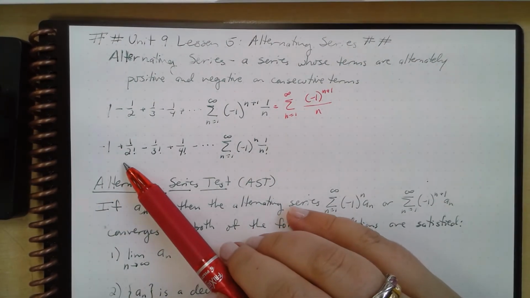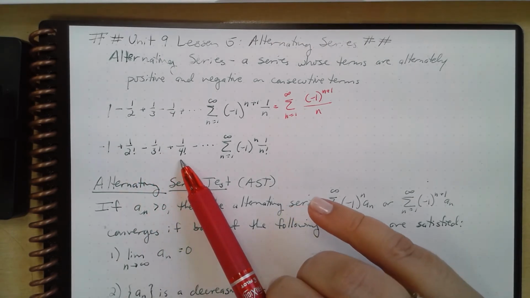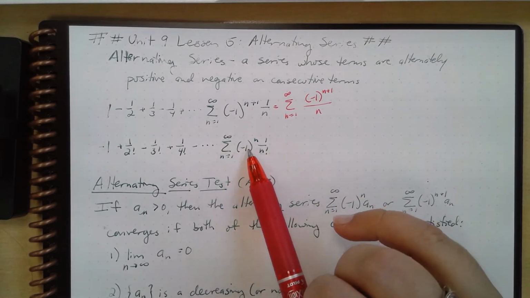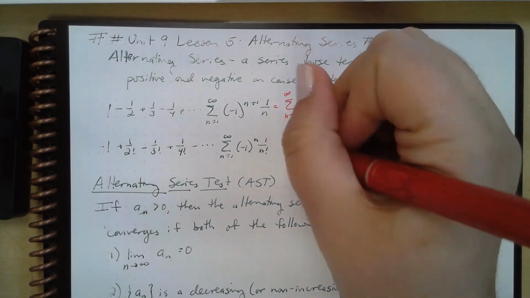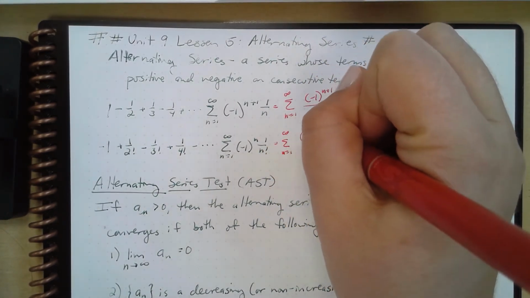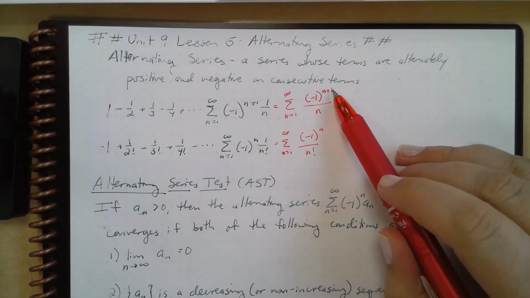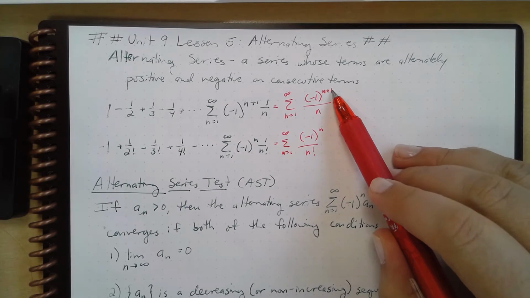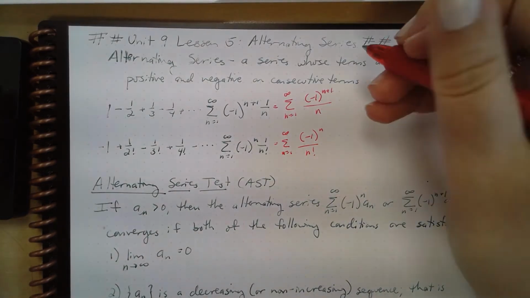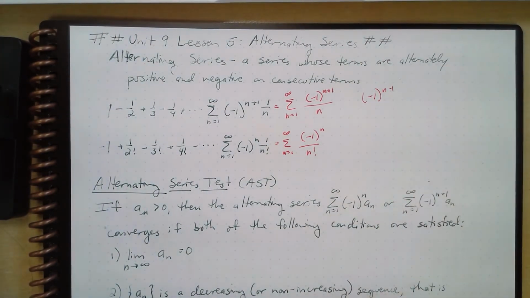Here we've got negative 1 plus 1 over 2 factorial minus 1 over 3 factorial plus 1 over 4 factorial. Well, that's the same as n equals 1 to infinity of negative 1 to the n times 1 over n factorial. And again, this could also be rewritten as negative 1 to the n over n factorial. That's the same. So you can see here this negative 1 to the n plus 1 gives us an alternating series. Negative 1 to the n gives us an alternating series. And then the other typical one would be negative 1 to the n minus 1. That would give us an alternating series.